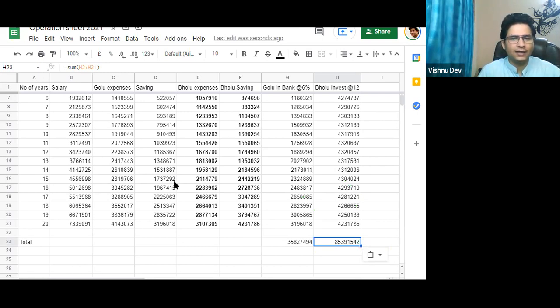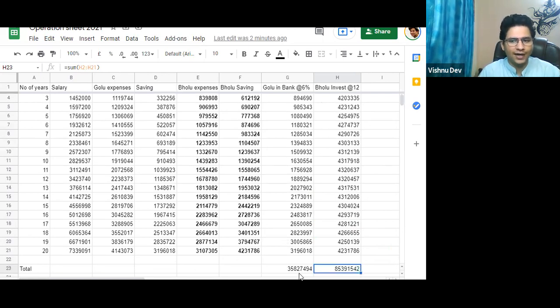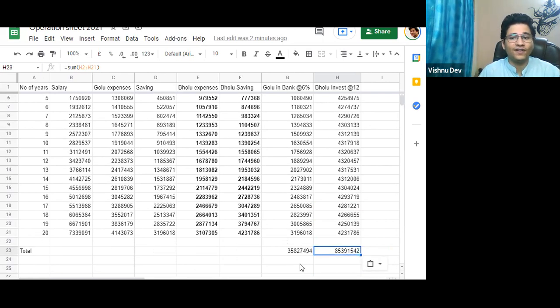Even though both of them are earning the same salary, it's not like they are earning different salaries. It's how they are saving and how they are investing. It depends on these two things, and depending on that, there's a difference of around 5 crores.